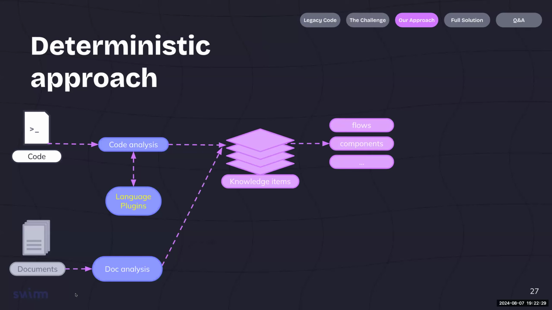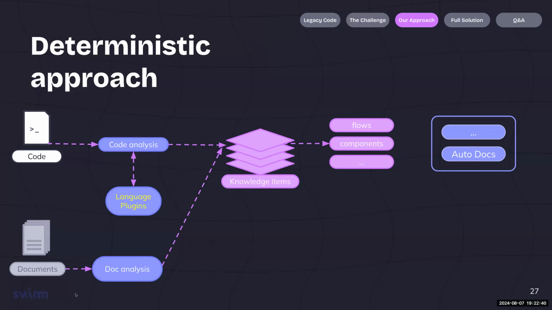Then we can use this knowledge and run other algorithms to find the most important flows and rank them, to find logical components and rank them, and so on. And this is used to generate documents automatically, as Gilad will show, and also other applications that Gilad will show.